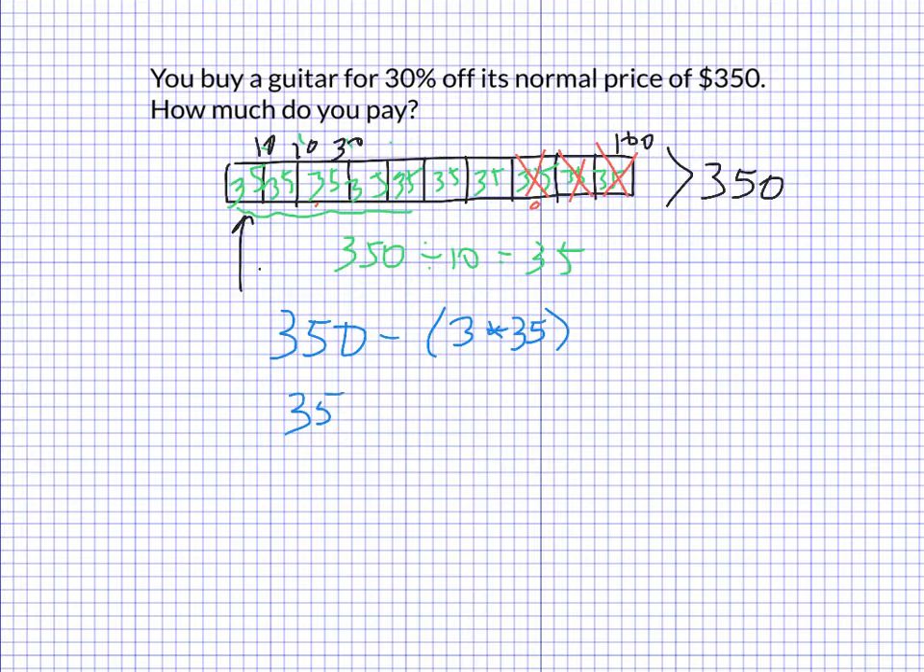times, well, how many boxes are left? 1, 2, 3, 4, 5, 6, 7, so 7 times 35. But either way, you get 30 times 7, 210, plus 35, 245, or you get 350 minus 105 equals 245.